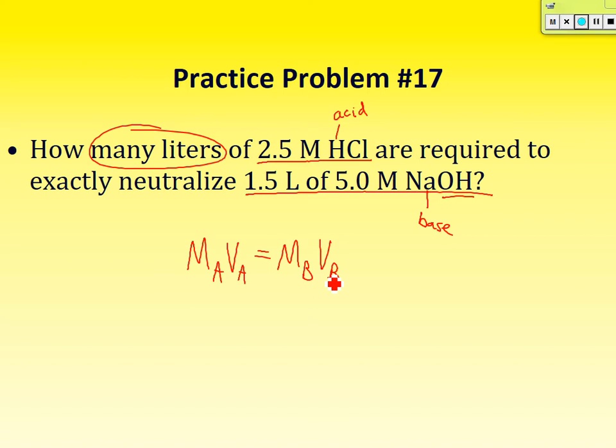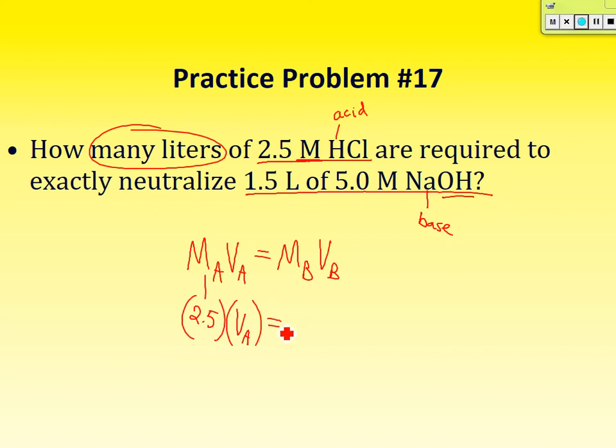It's that easy. Did they give us the molarity of the acid? Yeah, 2.5. This capital M means molarity. So 2.5 goes in for that one. Did they give us the volume of the acid? They didn't. That's actually what we circled here, was the volume of the acid. And I'm just going to call it VA. Just going to keep it that.